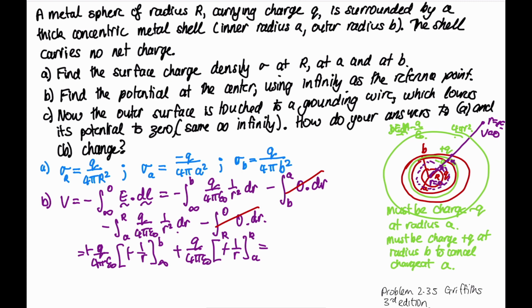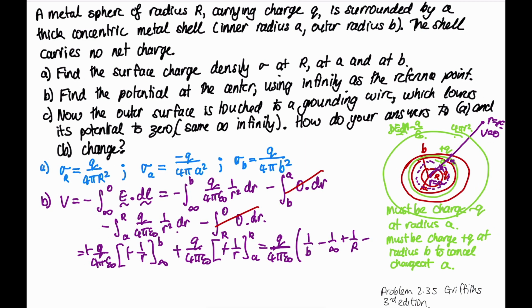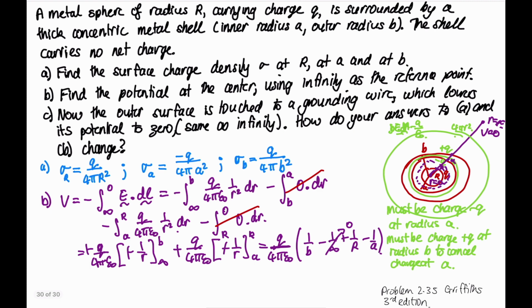And then we end up with q over 4 pi epsilon naught. That's a common factor. Here we've got 1 on b minus 1 on infinity. And then we've got plus 1 on r minus 1 on a. And 1 divided by infinity, that's going to give us 0. Okay, so we can write this as equal to q over 4 pi epsilon naught, 1 on b plus 1 on r minus 1 on a. So that is our expression for the potential at the center.